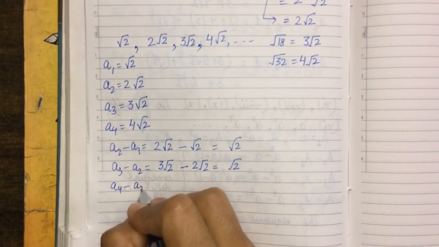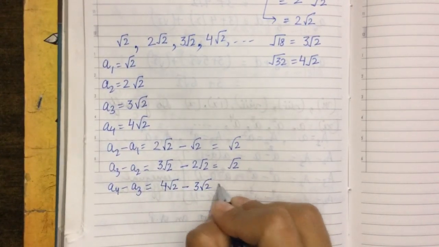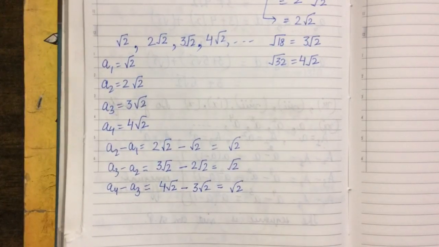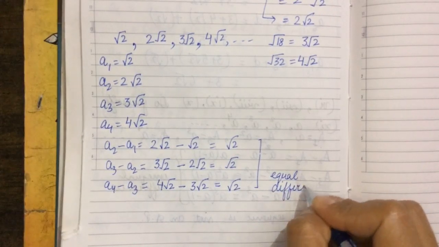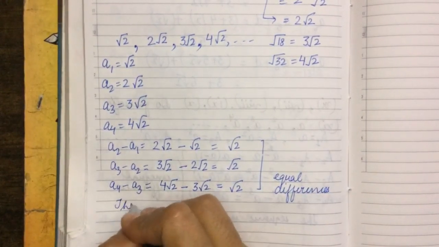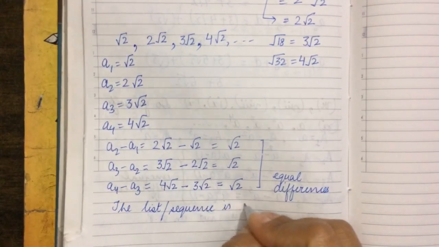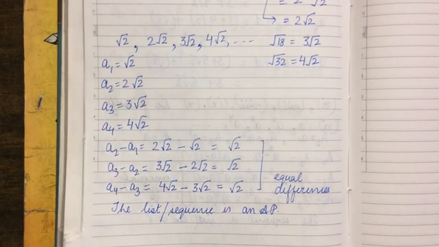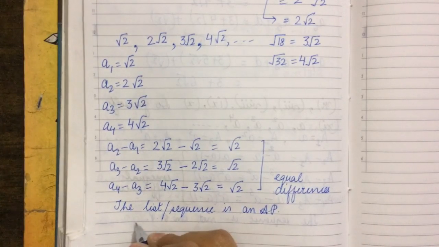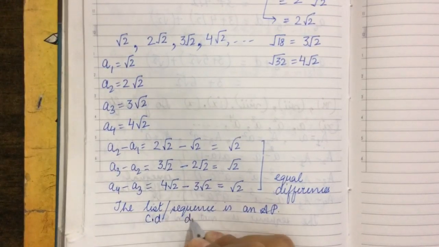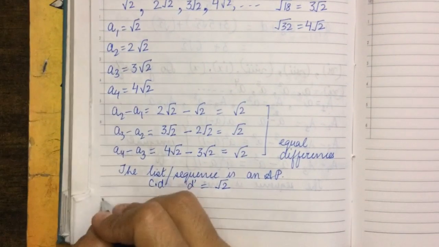Fourth minus the third one: 4 square root of 2 minus 3 square root of 2. The answer is again root 2. So we have equal differences. And if we have equal differences, we say that the list or the sequence is an AP. After this, we have to write down the common difference. The common difference D is square root of 2, and then we find the next 3 terms.